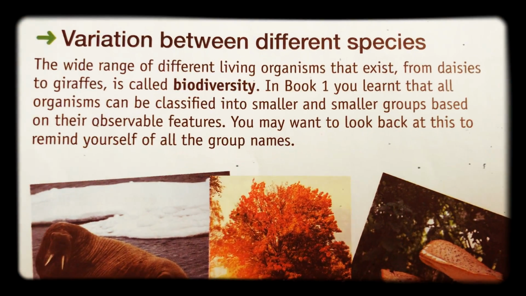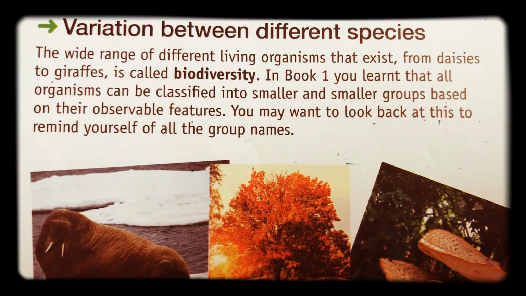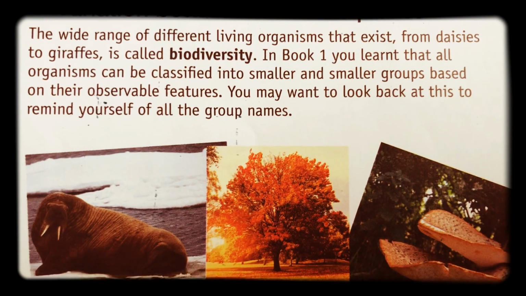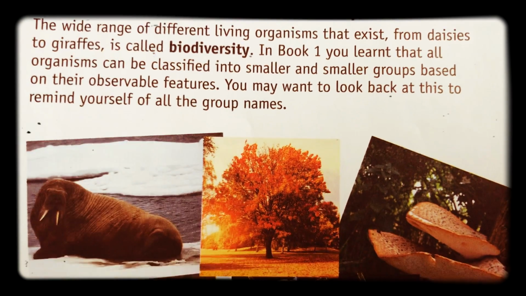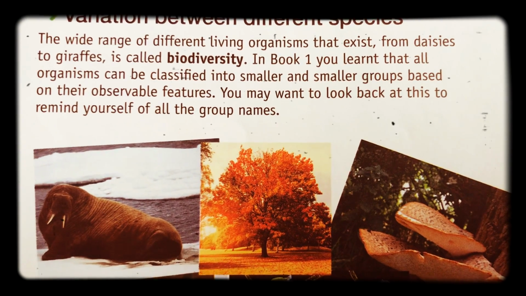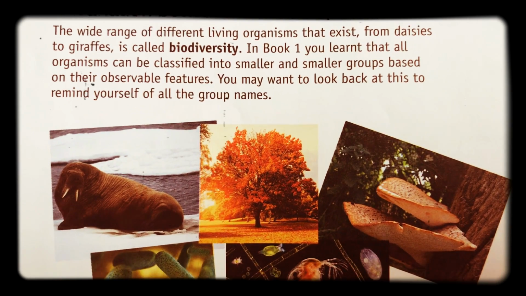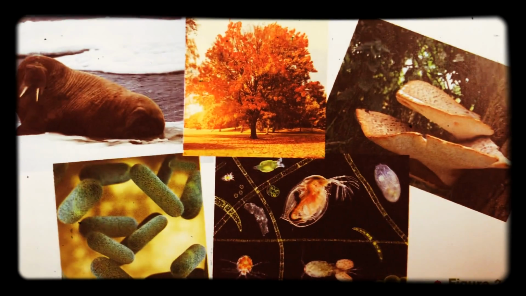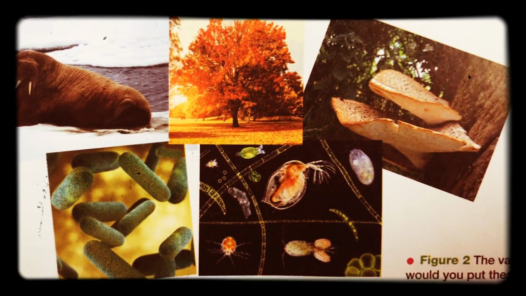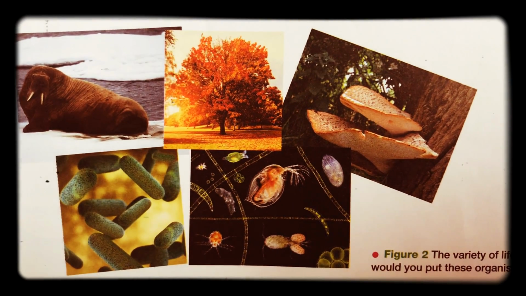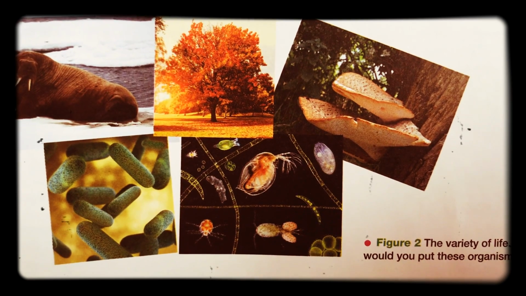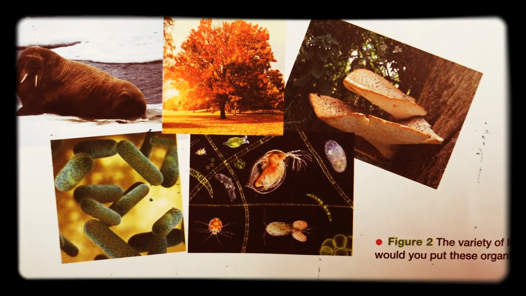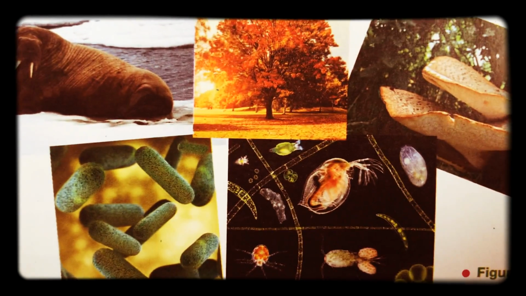Now, variation exists from daisies to giraffes. The wide range of different living organisms that do exist is called biodiversity. I hope you are able to remember part of your Year 7, where you learned all organisms can be classified into smaller and smaller groups based on observable features.